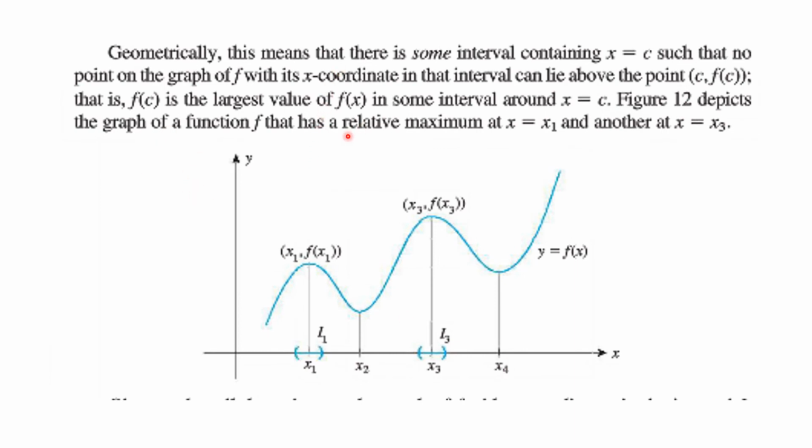So when we look at this picture, geometrically that means there's some interval containing x equal to c, such that no point in the graph with its x-coordinate in that interval can lie above it. And so that is the largest value, and the same thing is true about the minimum. Okay, and here's a picture showing relative max there, relative max there, relative max there, relative min there, and relative min there.